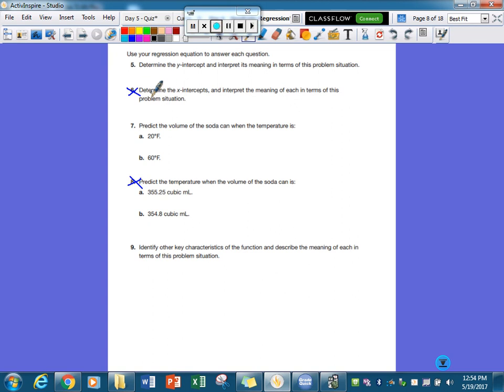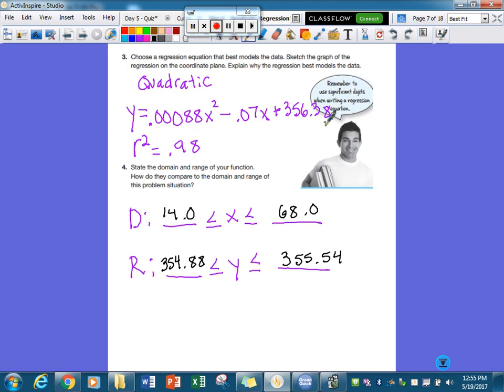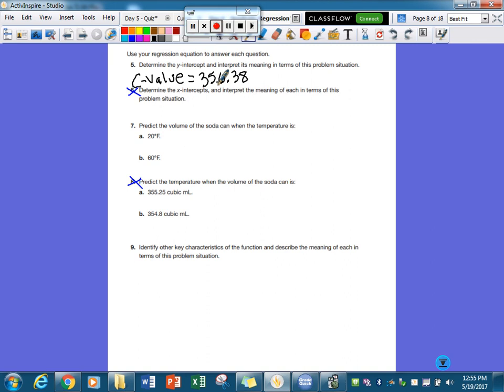All right, 5. It says use your regression equation to answer the following questions. Determine the y-intercept and interpret its meaning for this problem situation. Our y-intercept, people always forget this, is the c value. Okay, and our c value was 356.38 based on our equation. Again, that's looking at this part right here, 356.38. So what does it mean? It was our starting volume. That's how much was in the can at the start of this situation.